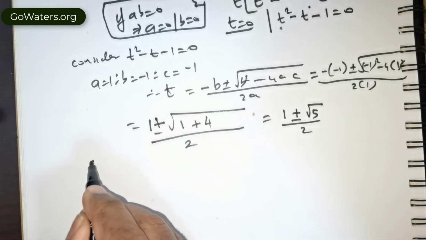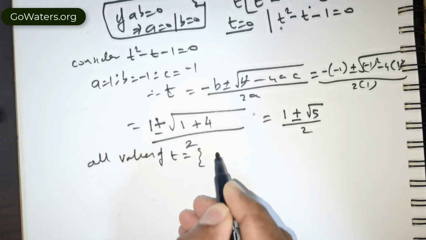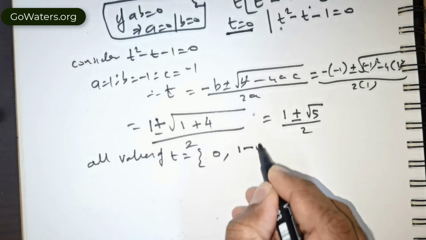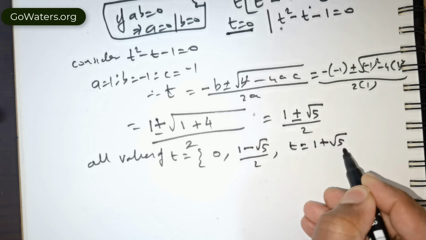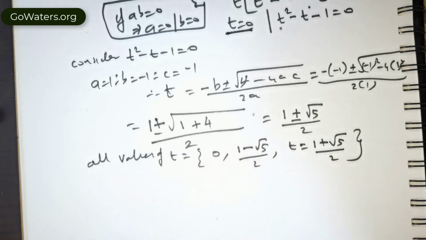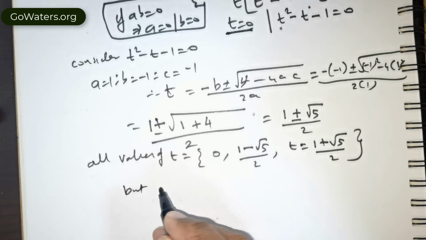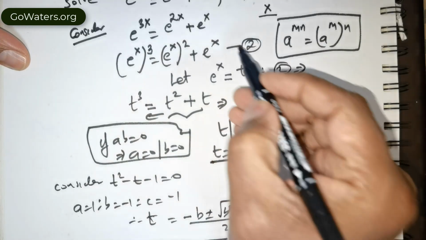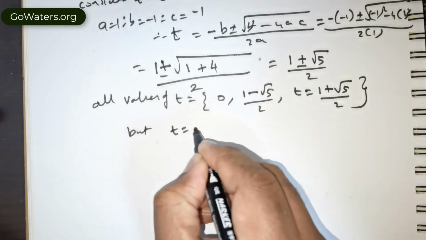Now let me write down the values of t. All values of t are: first, t is equal to 0, and t is equal to (1 minus root of 5) divided by 2, and t is equal to (1 plus root of 5) over 2. So the question is, which of these values will satisfy the system? We know that t has been taken to be equal to e raised to the power of x, right? So t is equal to e raised to the power of x.